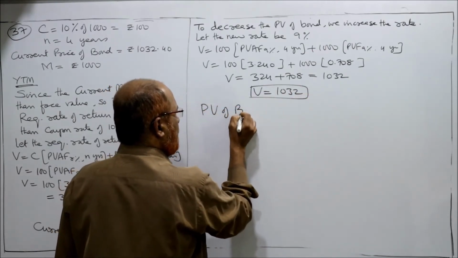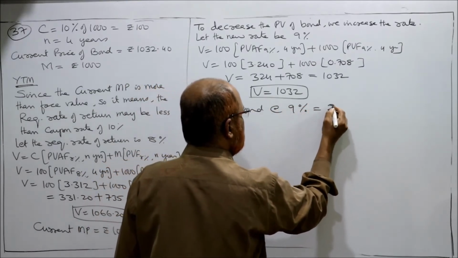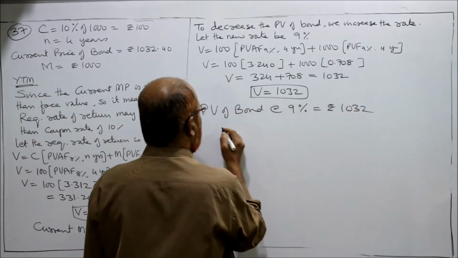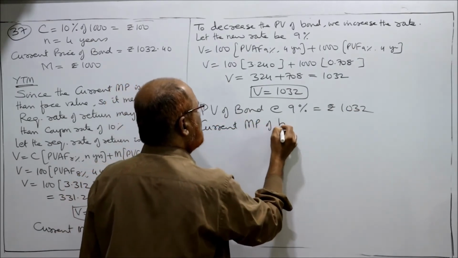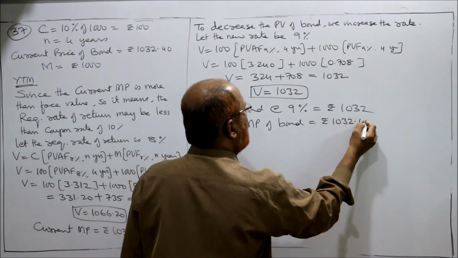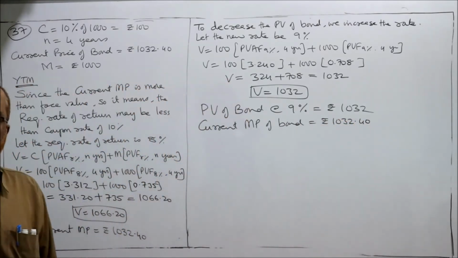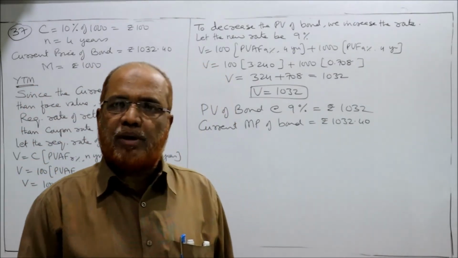Present value of bond at the rate of 9% is rupees 1032 and current market price of bond is equal to rupees 1032.40. There is insignificant difference between the present value and market price.